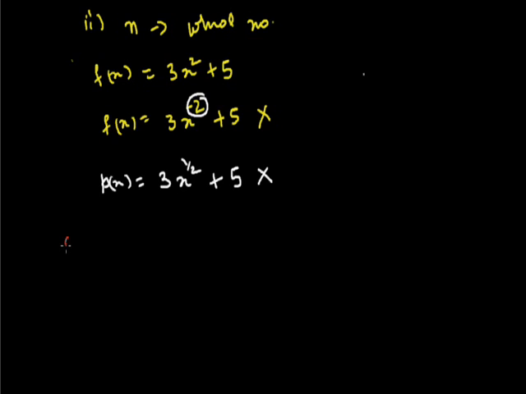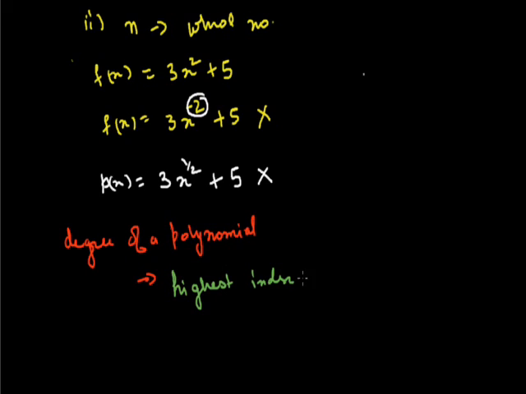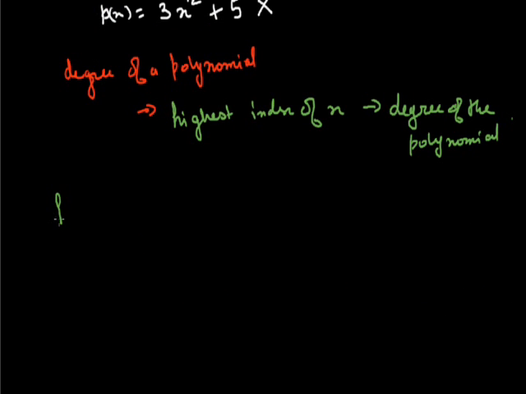Now, the degree of a polynomial. The highest index of x is known as the degree of the polynomial. For example, if we are given a polynomial f(x) equals 3x square plus 5x plus 9, then we can see the highest power of x is 2. So the degree of this polynomial will be 2.